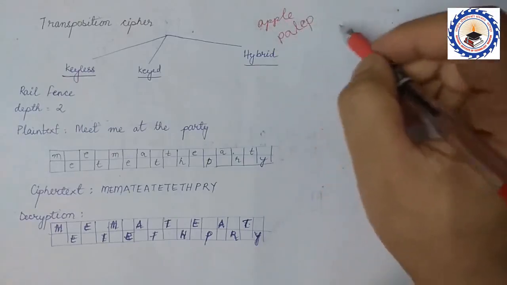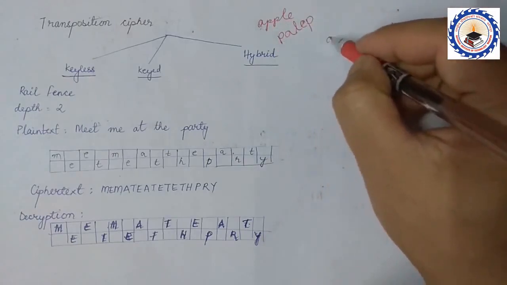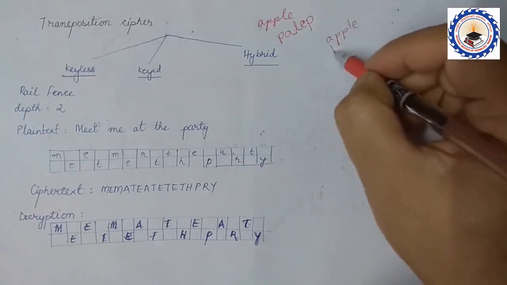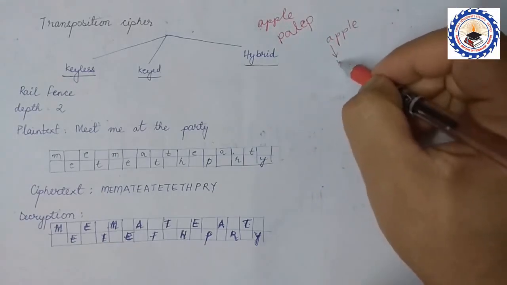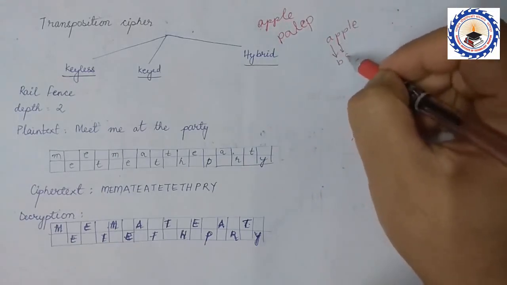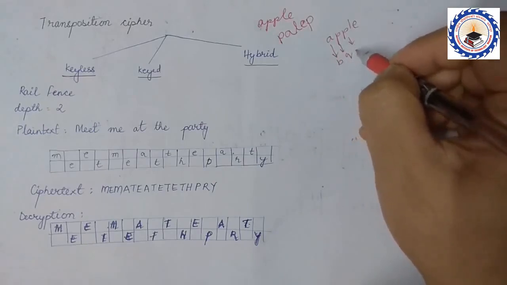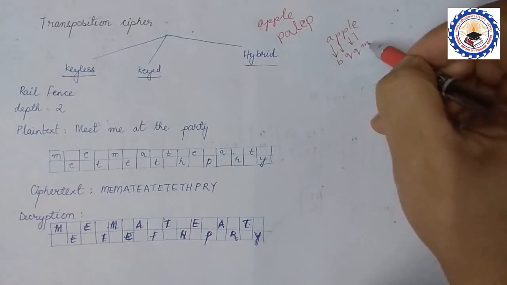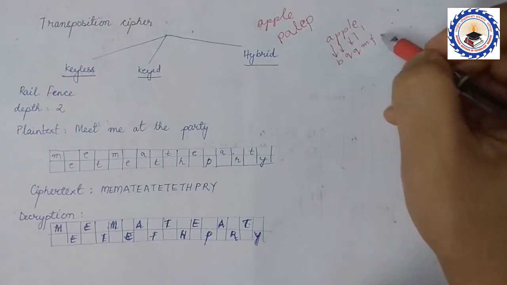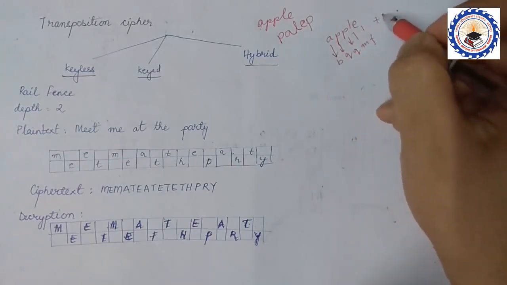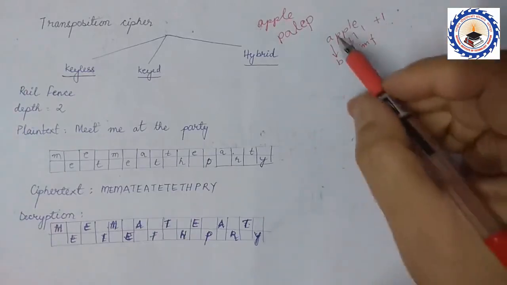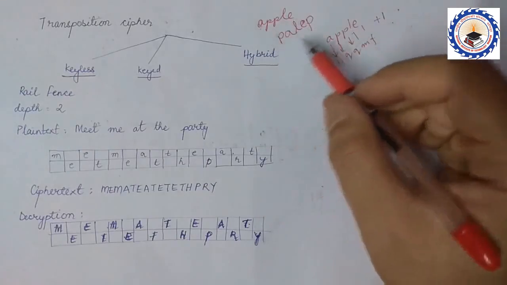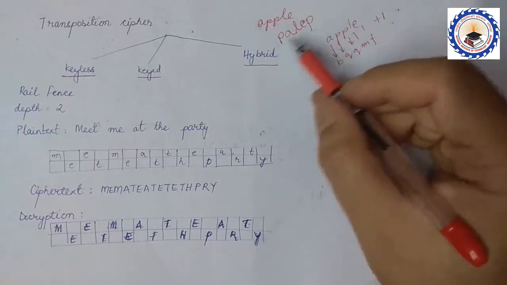Whereas in a substitution cipher, A can be replaced by B, P can be replaced by Q, and the other P can also be replaced by Q if it is a mono-alphabetic cipher. Then L can be replaced by M, and E can be replaced by F. This means I am just adding 1 as the key and performing the substitution cipher. But in transposition, I am not doing that. I am just changing the positions.